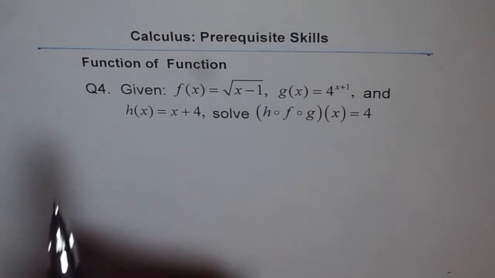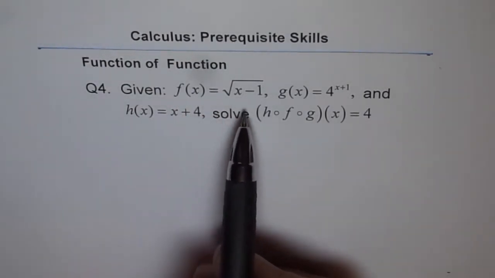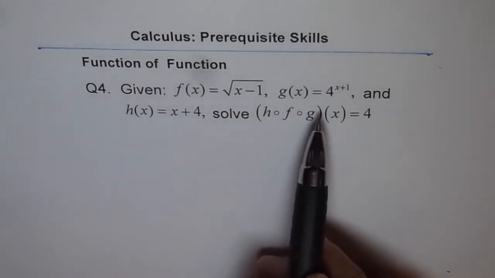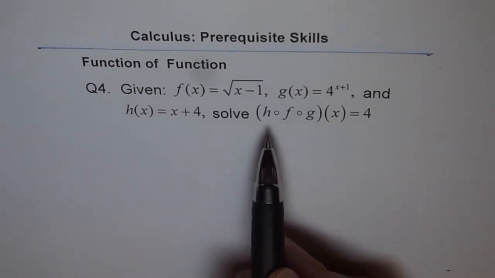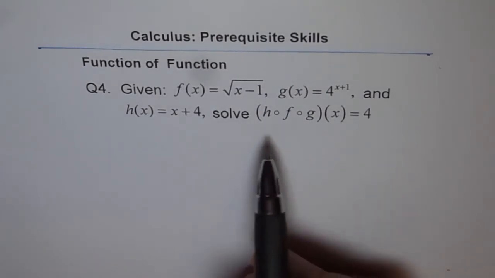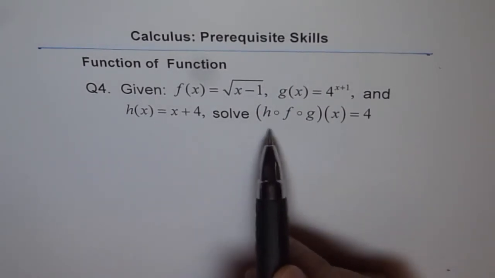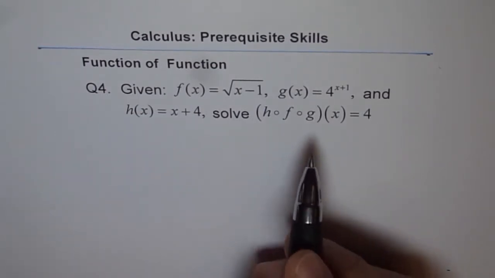So question number 4: given f of x equals square root of x minus 1, g of x equals 4 to the power of x plus 1, and h of x equals x plus 4. Solve for h of f of g of x equals 4. So that is an equation, correct? We need to solve this equation and get the value. Now let's start doing it.